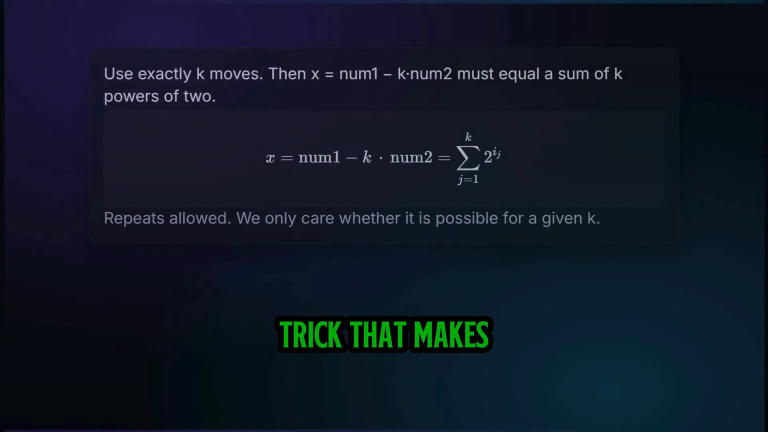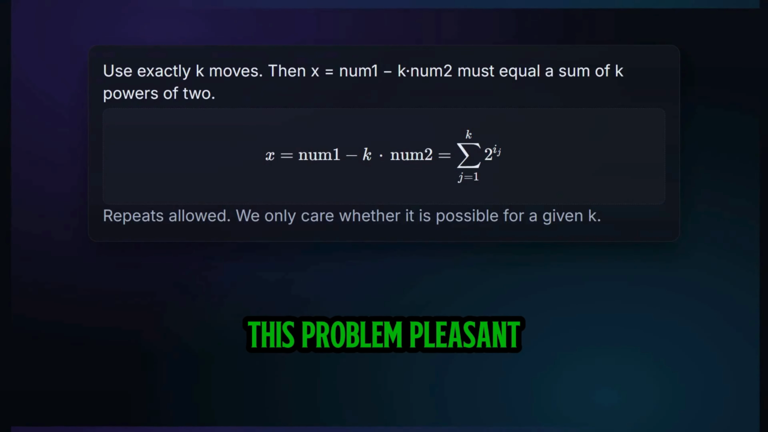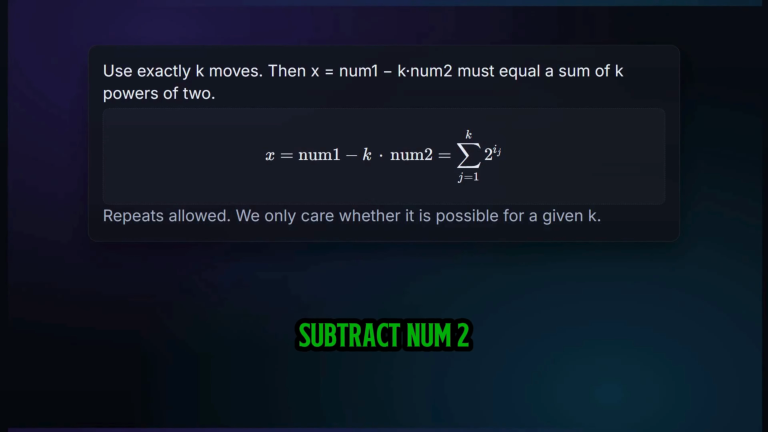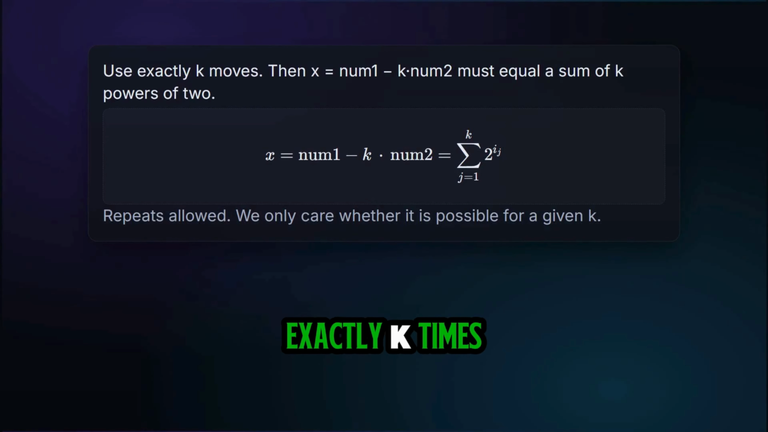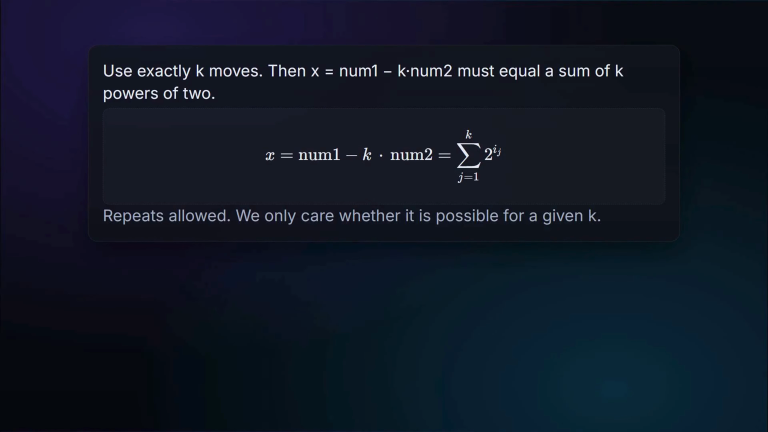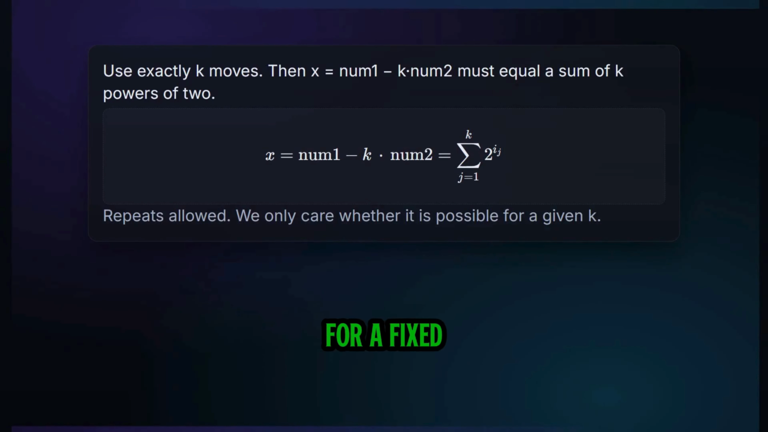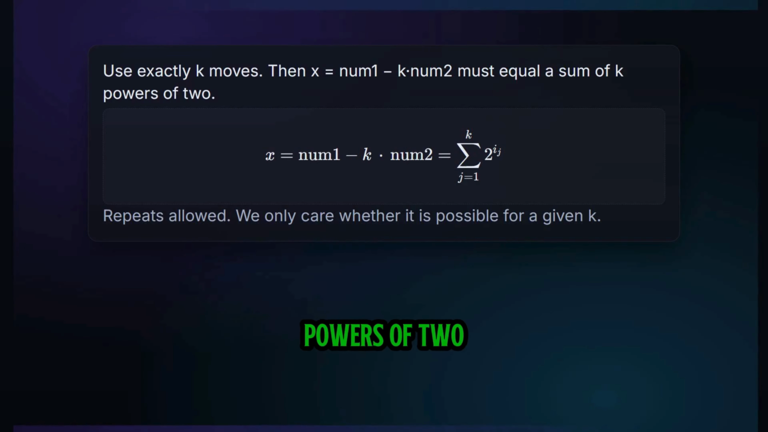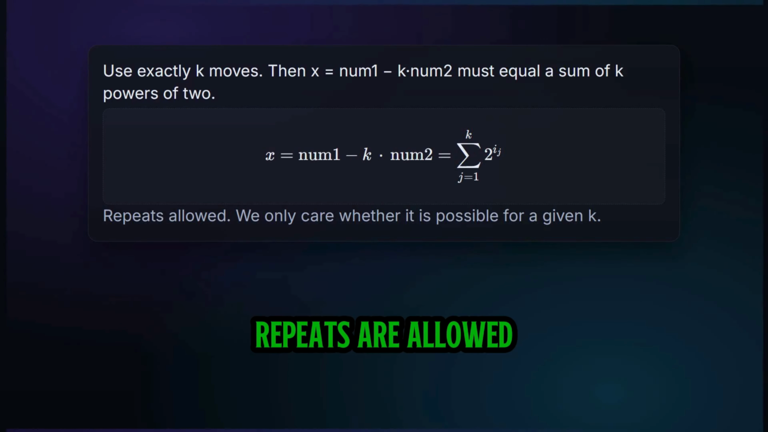Now for the trick that makes this problem pleasant. Imagine we decide up front we're going to use exactly k moves. What does that mean? It means we subtract num2 exactly k times, and we also subtract k powers of 2. If we shuffle terms a bit, we get a clean target. So for a fixed k, the question becomes, can the number x be written as a sum of exactly k powers of 2? Repeats are allowed.